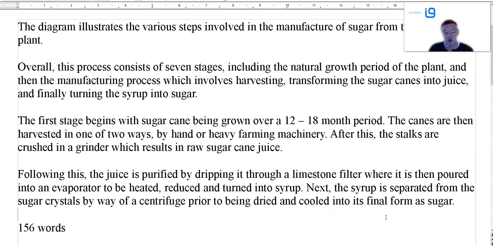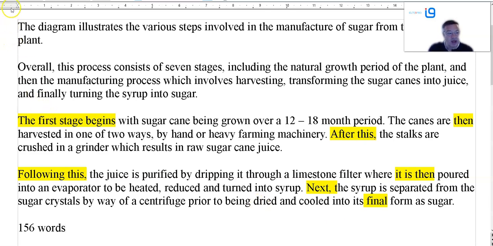finally, it forms sugar. Now, you'll notice the transition words in this one here. So you've got first stage begins, then harvested, after this, following this, then, next. You could put, and finally, if you wished, at the end. But this is what the examiner is looking for in the process ones: your connectors, transition words. First, then, secondly, thirdly, finally, next, during, afterwards. Okay, that's what you've got to use for your process.